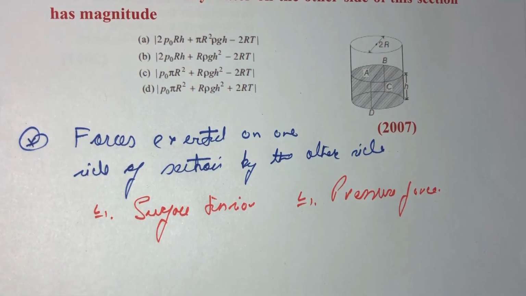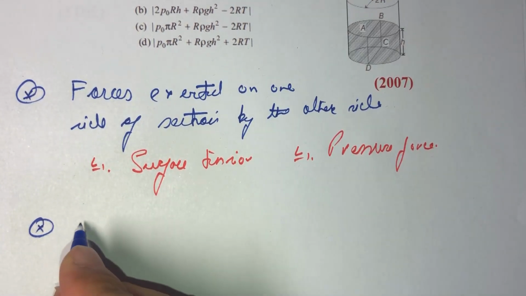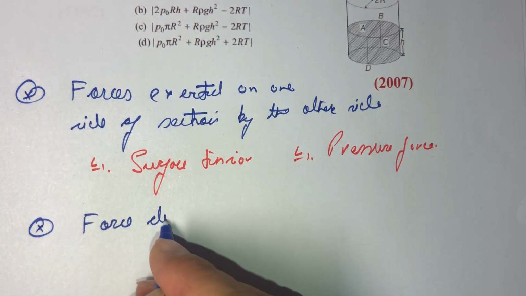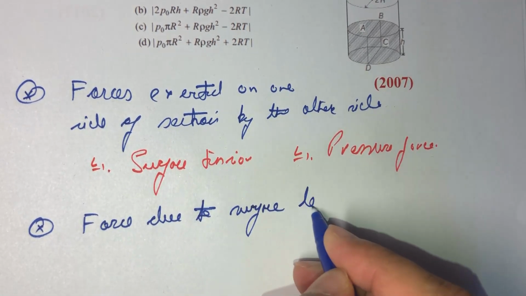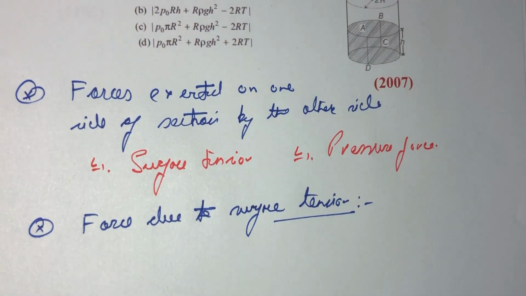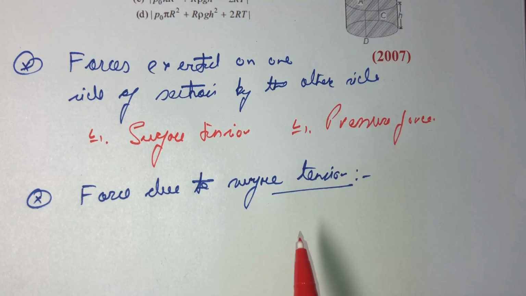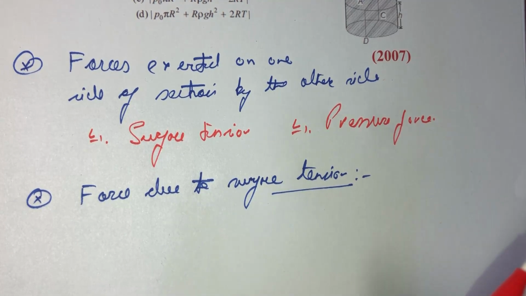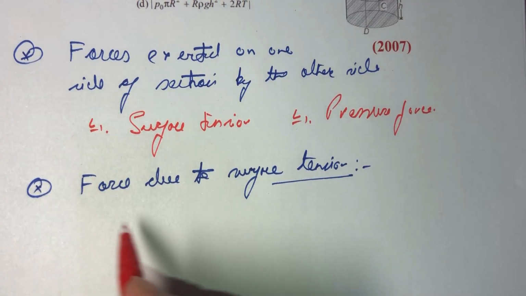So let us first of all consider the first force that will be because of the surface tension, force due to surface tension. So we can define it as that it acts along the surface of the liquid and between the interface of the liquid and the air. So at that point the surface tension force is going to act.